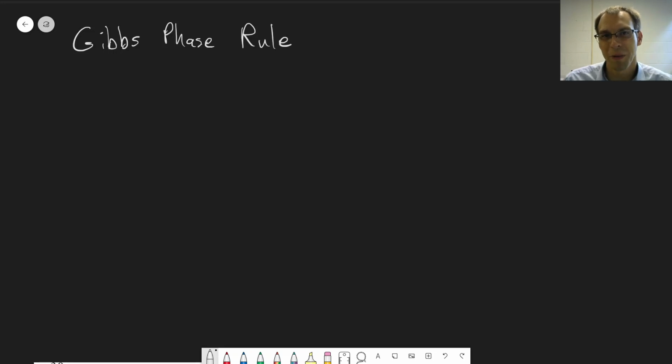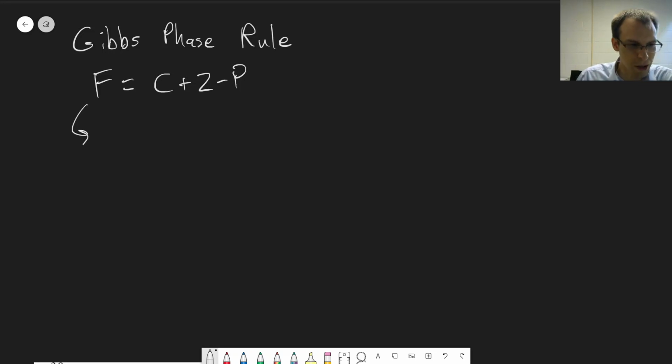So Gibbs, we've heard his name a lot so far in this class about the Gibbs energy, the Gibbs-Helmholtz equation. Gibbs came up with another rule that's useful when thinking about phase diagrams, and that's called the Gibbs phase rule. And the formula that he came up with is a pretty simple one: F equals C plus 2 minus P. Now we need to define what all these are.